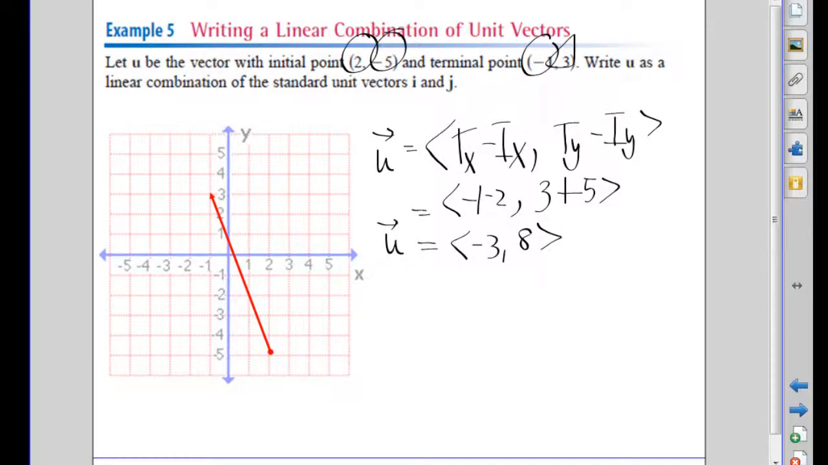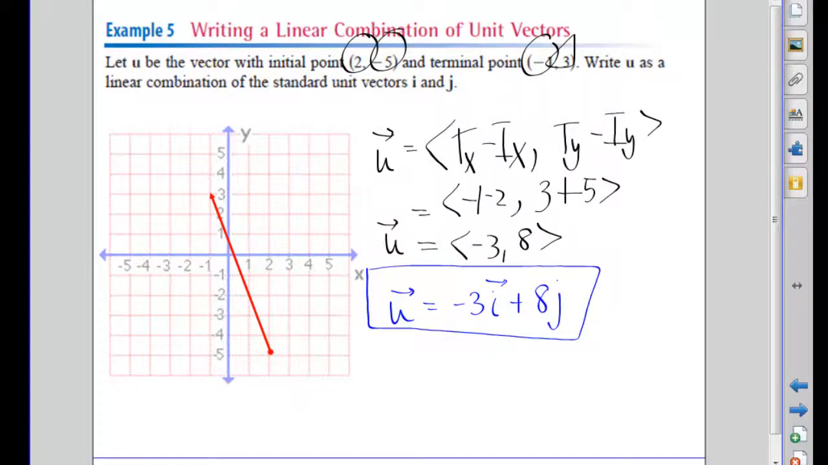Now to write this as a linear combination, we simply replace with i and j. So it looks like vector u is -3i plus 8j. Nothing more than that to it.